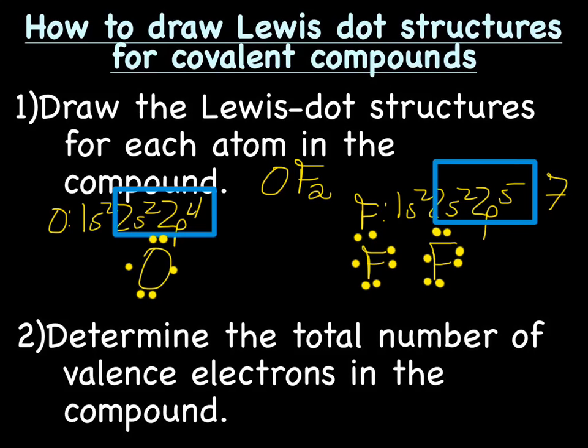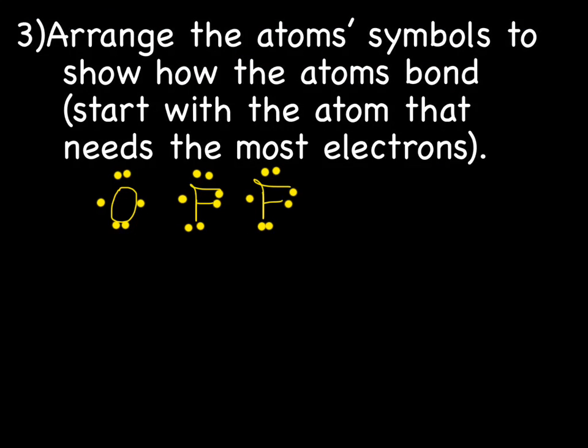Next, determine the total number of valence electrons in the compound. So we have 2, 4, 6, 8, 10, 12, 14, 16, 18, 20 valence electrons. Okay, next we're going to arrange the atom symbols, the Lewis-Dot structures of the atoms, to show how the atoms will bond. And really important here is you need to start with the atom that needs the most electrons. That will make life easier, and it normally works.